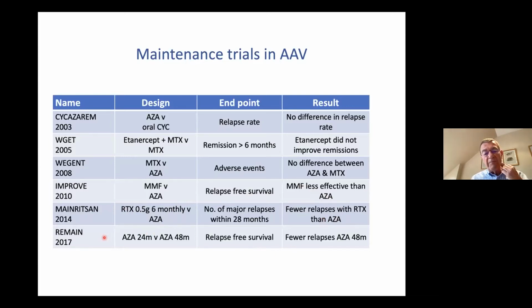And finally, the Remain study looked at comparing azathioprine continued for 24 months, I think most people use maintenance azathioprine for about 24 months, with continuing it for 48 months, looking at relapse-free survival. And there were indeed fewer relapses when you continue the azathioprine for longer, but that was offset by a greater number of side effects. So again, you have to balance the risks in each individual patient.